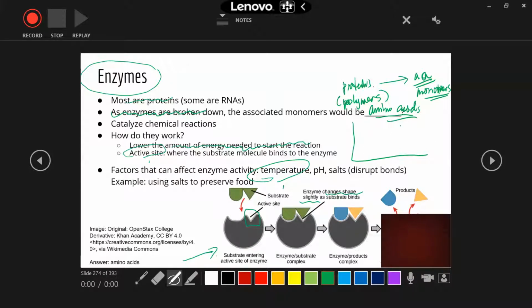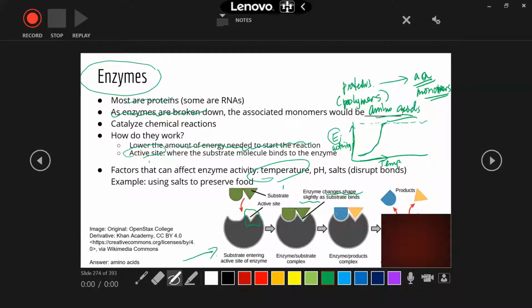Let me draw this graph to show you the relationship between temperature and enzyme activity. So that's the temperature, and this is the enzyme activity. Right? When temperature goes up, the enzyme activity will also go up, right? So you can see temperature goes up from left to right, and the enzyme activity also increases from bottom up. Okay. So that's the relationship. If the temperature reaches the optimal temperature for a specific enzyme, the enzyme is going to have its highest activity, right? So you can see this is the peak, right? That's the highest activity.